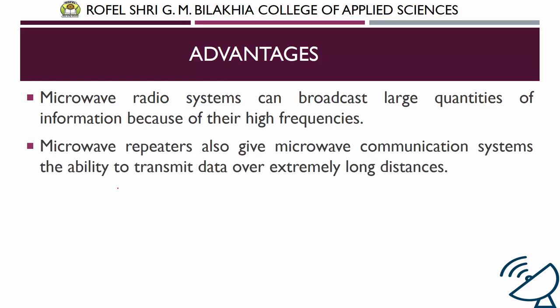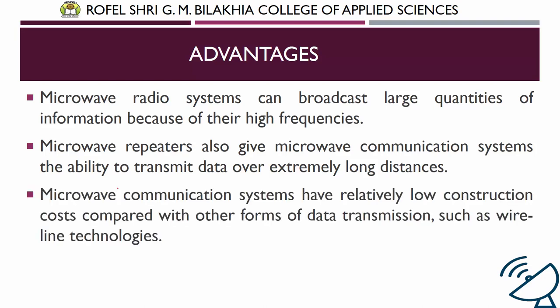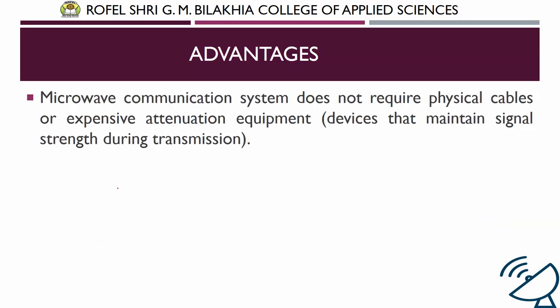Now microwave repeaters also give microwave communication system ability to transmit data over extremely long distance. So using these way we can transmit data throughout long distance. Then microwave communication system have relatively low construction cost compared with other form of transmission. Microwave communication system do not require physical cable. Right, physical cable वो wireless communication है, और signal की strength maintain करने के लिए during transmission particular device भी उसको नहीं चाहिए.